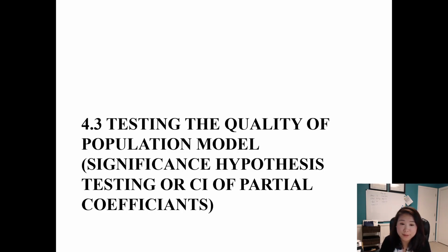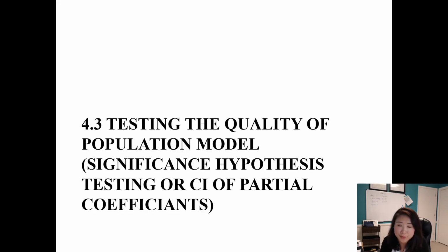So in this video, we're gonna look at the third sub-step under step number 4, called obtain the regression model. After testing the quality of the sample model, we're gonna move on to see if this sample model can be used to predict the population. So that's why we're testing the quality of the population model. Exactly the same method we learned from chapter 14.